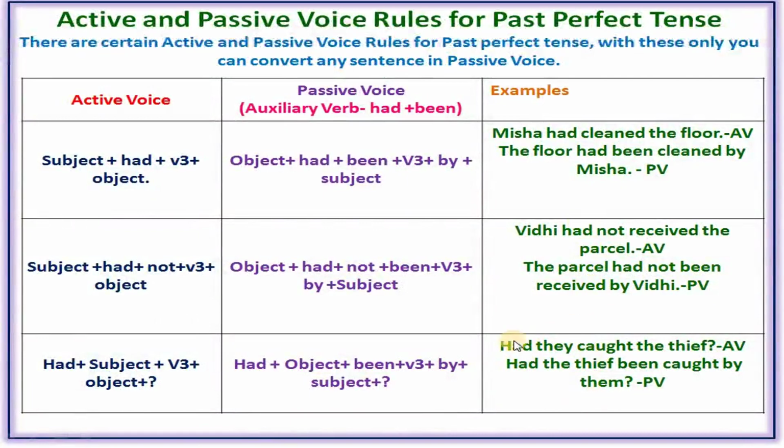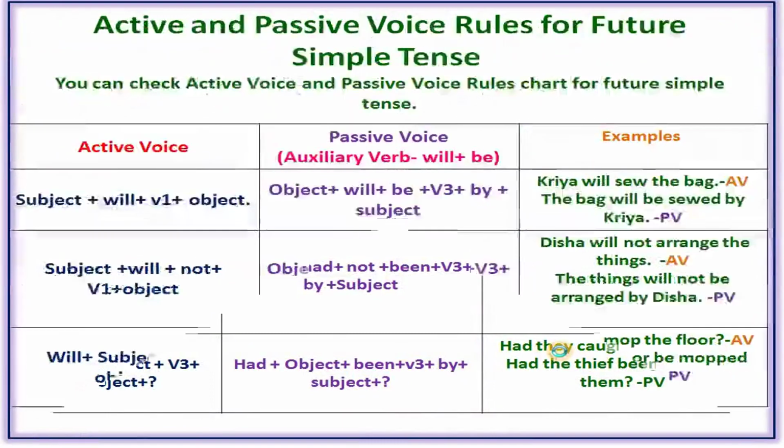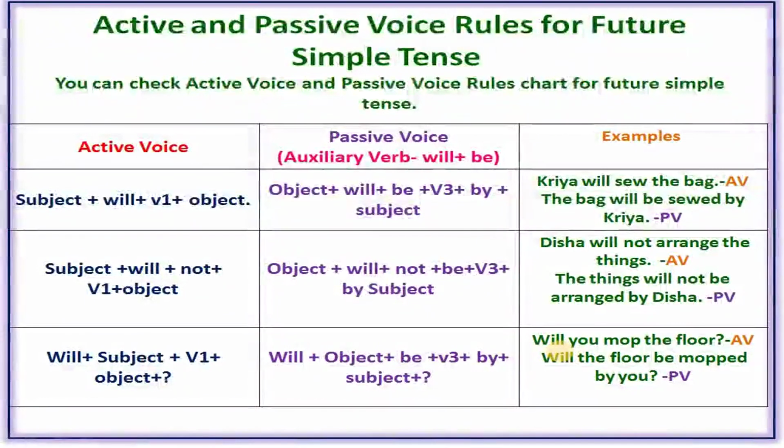And again it is an interrogative sentence. Here, according to this one: had plus object plus been plus V3 plus by plus subject. Here: Had they caught the thief? Here they is the subject and the thief is the object. Then it will change into the previous form like that only.